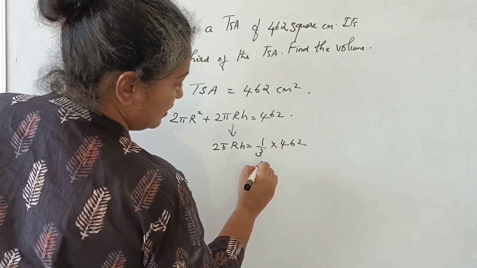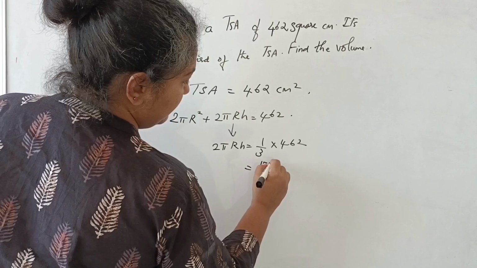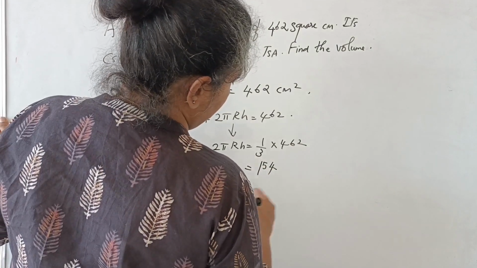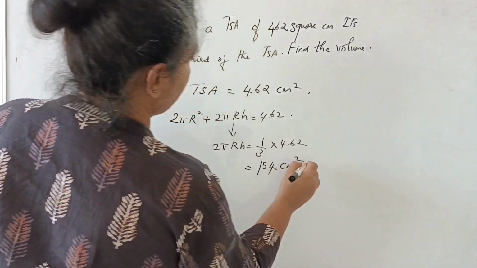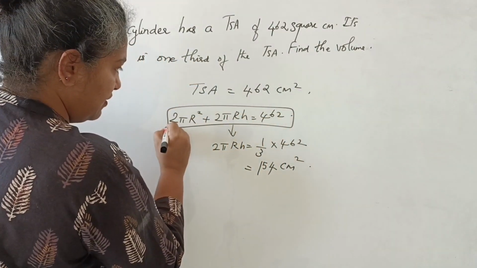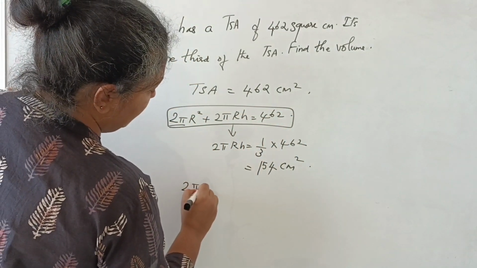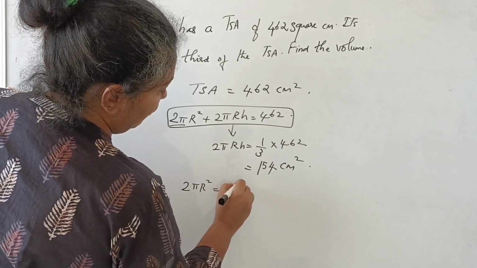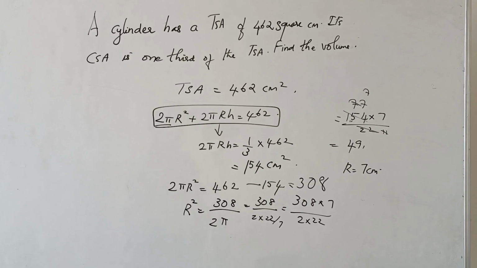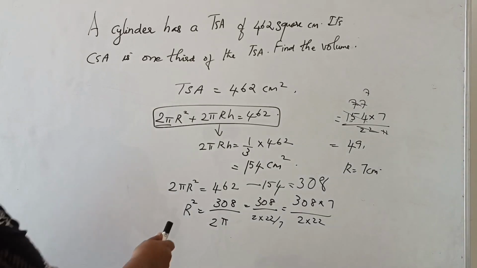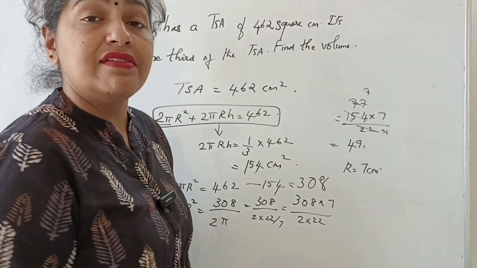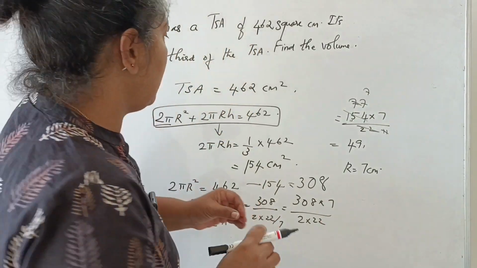Okay, what are we getting? 154. Okay, 154 centimeter square. Now if I am substituting 154 in this particular equation, I will get 2 pi r square is equal to 462 minus 154. You will get 308 and I can find the value of r square by dividing it by 2 pi. And I will get the value of r as 7 centimeters. Now I know the value of r.